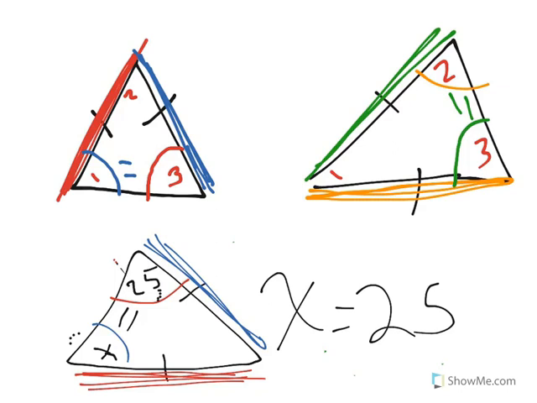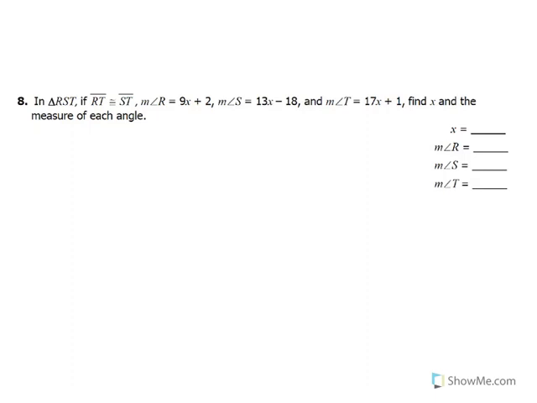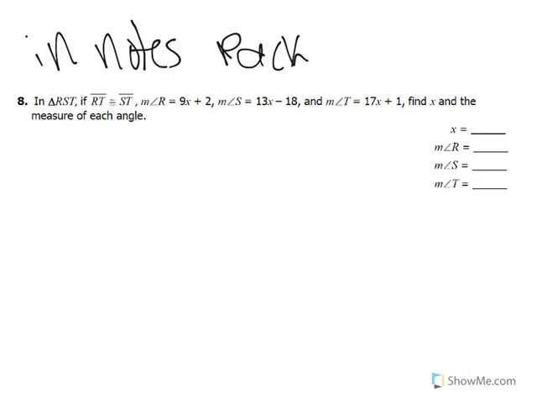So now we're going to use that and look at a word problem. So the word problem we're looking at, this is in your notes. So you want to make sure that you put that in there. This says in triangle RST, side RT is congruent to side ST. And then angle R is 9x plus 2. Angle S is 13x minus 18. And angle T is 17x plus 1. We want to find x, then we're going to plug back in to find each angle.